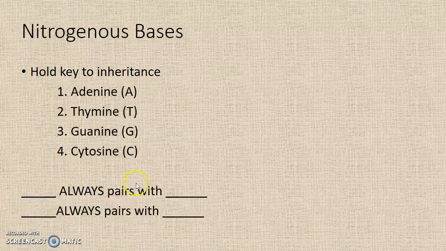A is always going to pair with T, so these 2 are a pair, and these 2 are a pair. G is always going to pair with C.